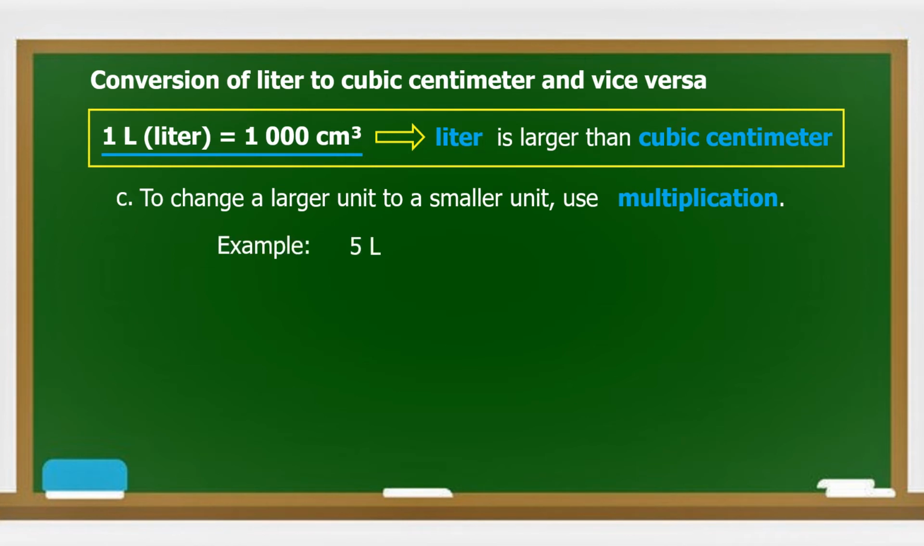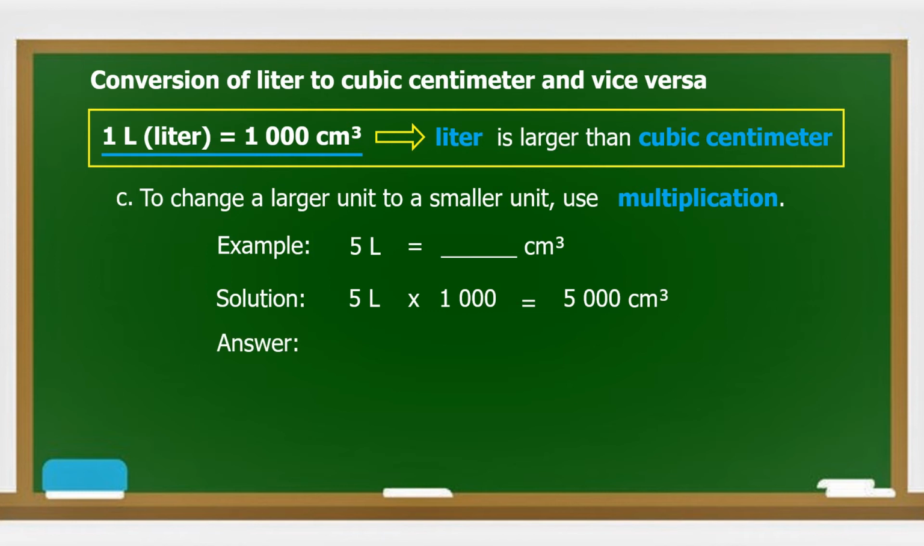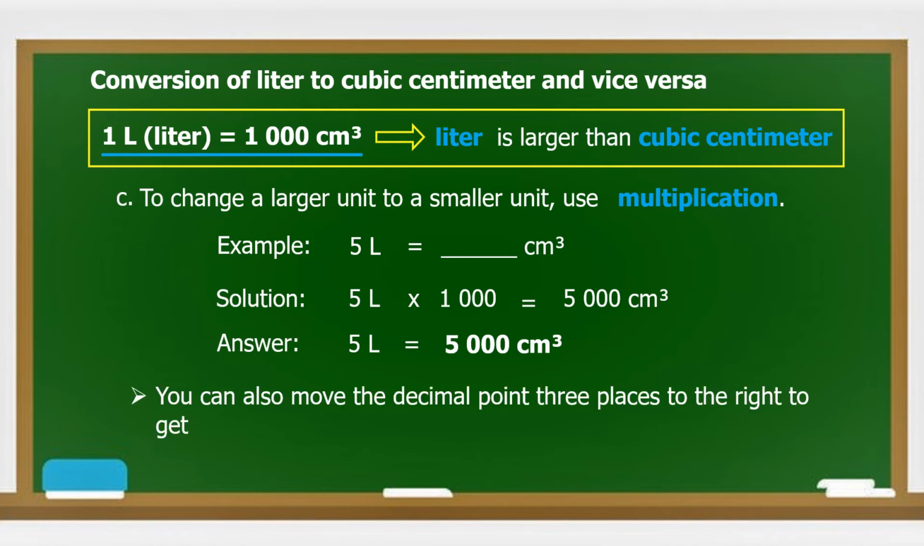Example, 5 liters equals blank cubic centimeters. Solution, 5 liters times 1,000 equals 5,000 cubic centimeters. Answer, 5 liters equals 5,000 cubic centimeters. You can also move the decimal point 3 places to the right to get 5,000 cubic centimeters.